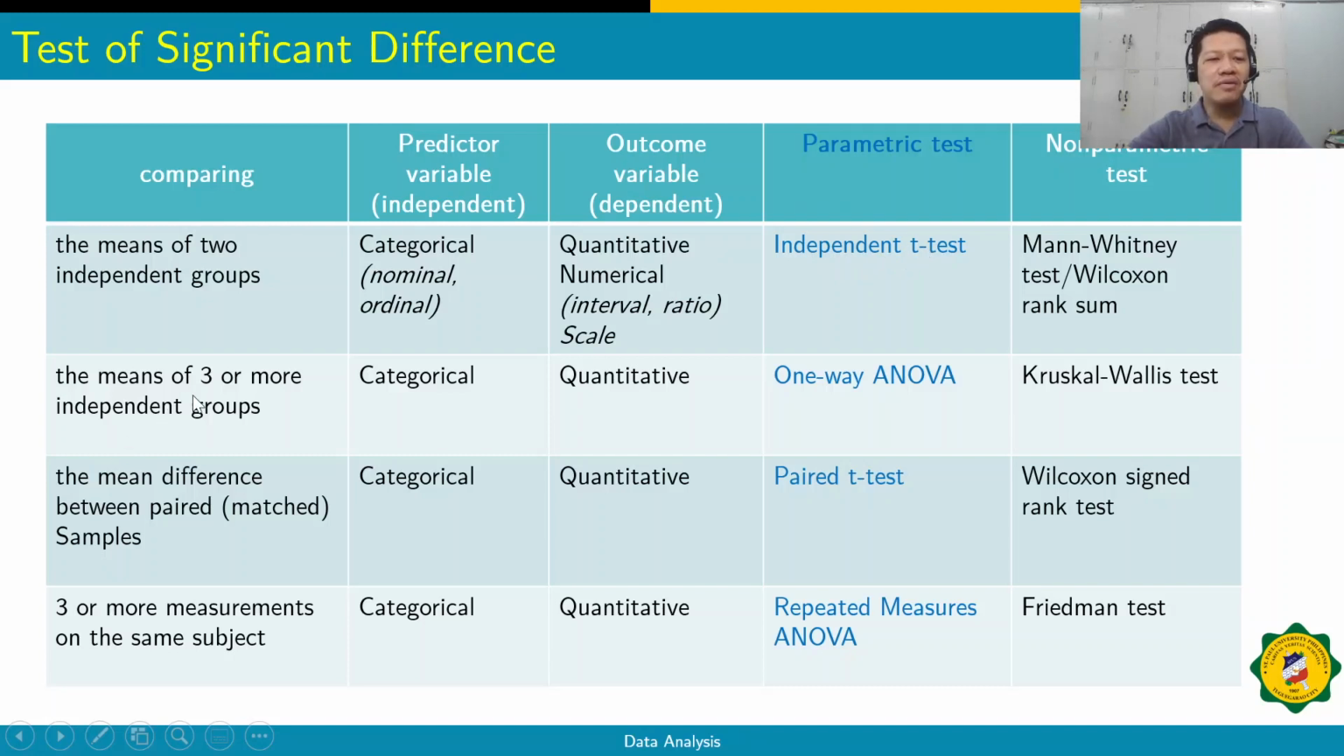If you are comparing means of three or more independent groups, three different groups or more, you need to use one-way ANOVA. If you are comparing the mean difference between paired or matched samples, you may use paired t-test. And if you are going to compare three or more measurements on the same subject, you may use repeated measures ANOVA. So these are the tests of significant difference.